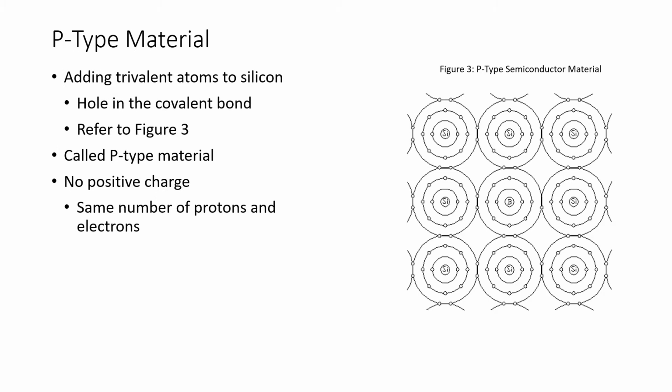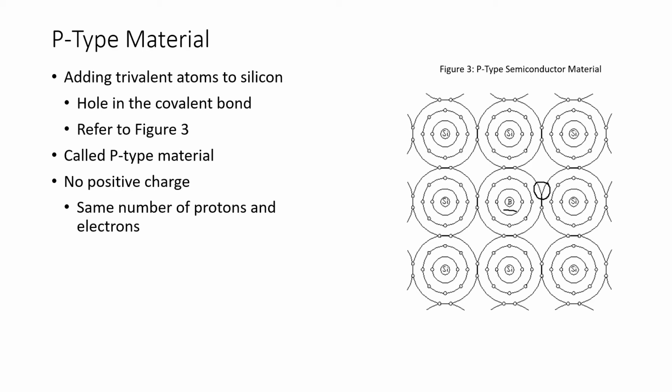So when we add trivalent atoms to silicon, we end up with a missing electron in the covalent bond. For example, we have added a boron atom to this silicon material. Boron, again, having 3 valence electrons, we end up with a spot right here where there is an electron missing from the covalent bond.